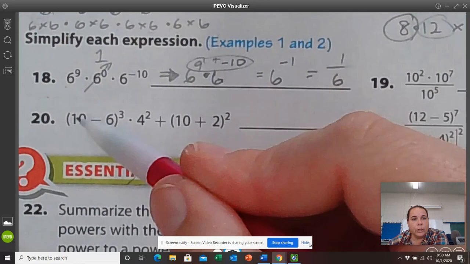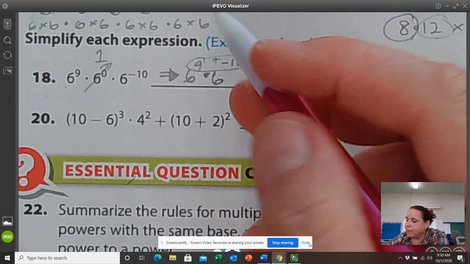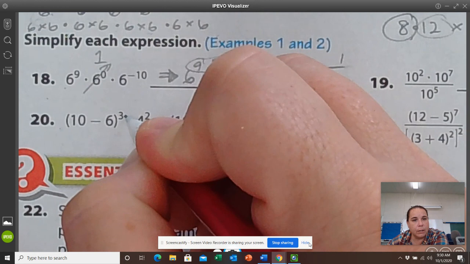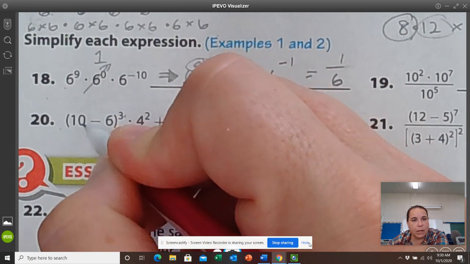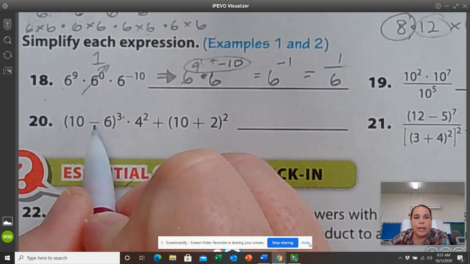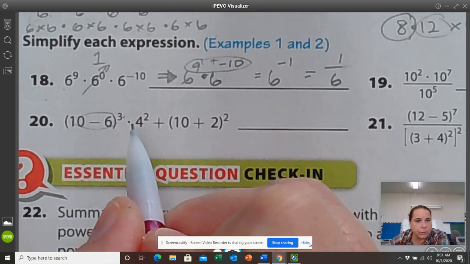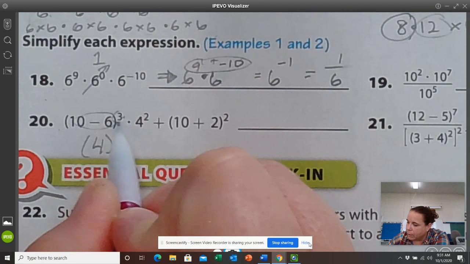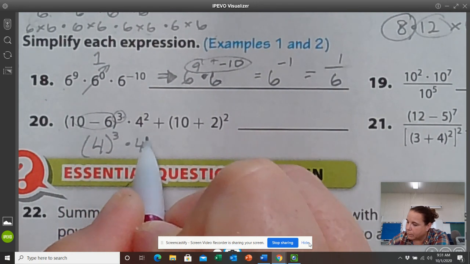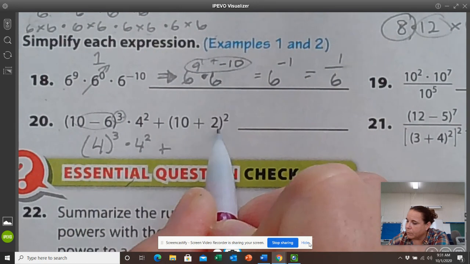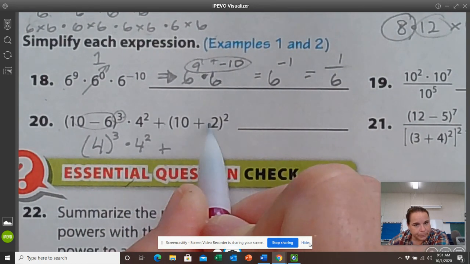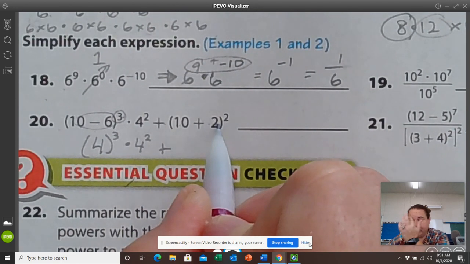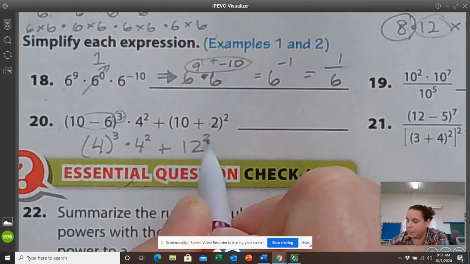All right. When you look at number 20, I feel like they're trying to trick you because they just told you about this power of a product. But notice, this is not a product. This is subtraction. You cannot do anything. You have to subtract first. So 10 minus 6 is 4. And then now this is 4 to the 3rd times 4 to the 2nd. Plus, what they're doing here is they're saying, okay, this is going to be 12. So 12 to the 2nd power.